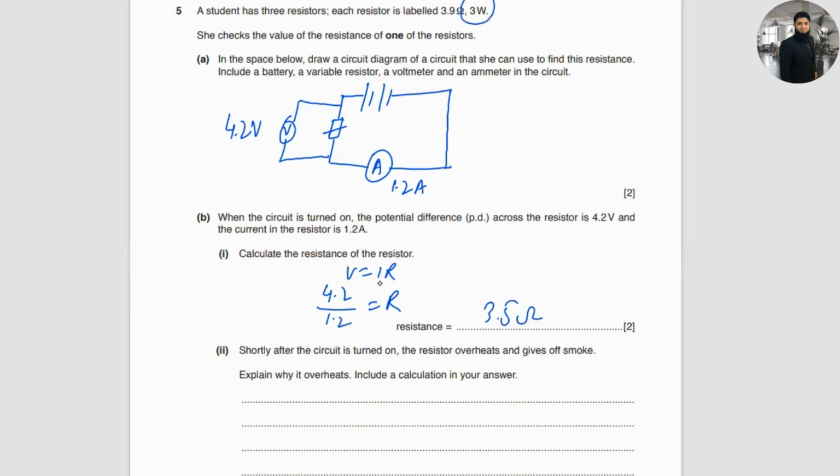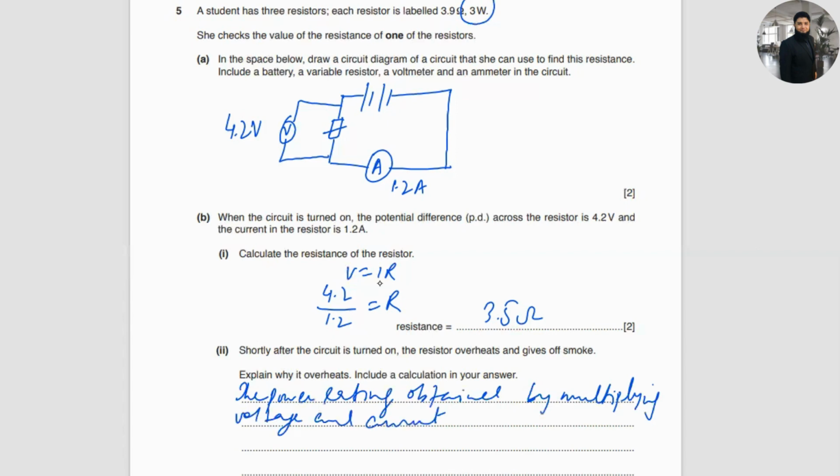The power rating given in the question is 3 watt, and the power that we have calculated by multiplying voltage into current becomes 5.04 watts. So you can write it as the power rating obtained by multiplying voltage and current is 5.04 watts, which is greater than 3 watts. That is why it overheats.